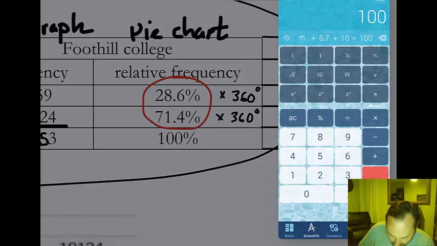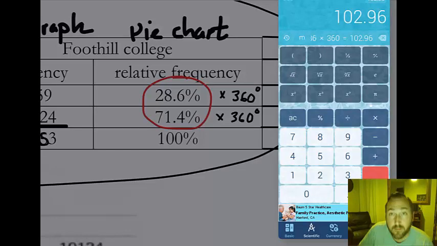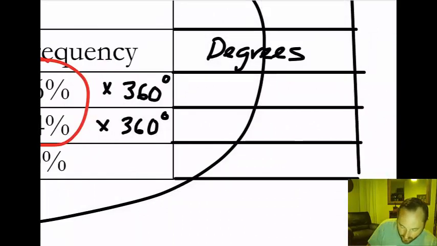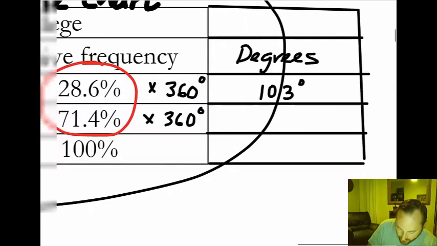So this first one here, take the decimal format of that percentage, 28.6. If I divide that by 100, I go back to its decimal format, then multiply that times 360. Done. I'm going to round that to the nearest degree. We're really close to 103 here, so why not call it that? This is 103 degrees.